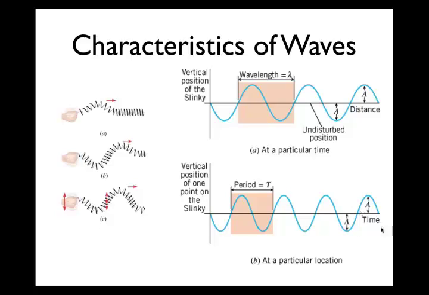But if you're plotting it versus time, you can't actually deduce what the wavelength is. Instead, you can deduce what the period is, the length of time it takes to go from one part of a wave cycle to another part of the wave cycle. You can deduce the amplitude because you're still thinking about the vertical position of one point on the slinky. But you can't read wavelength off of a time graph, and you can't read period off of a distance graph.